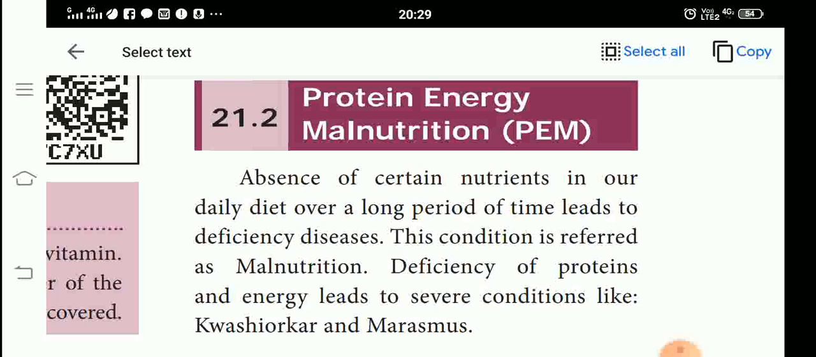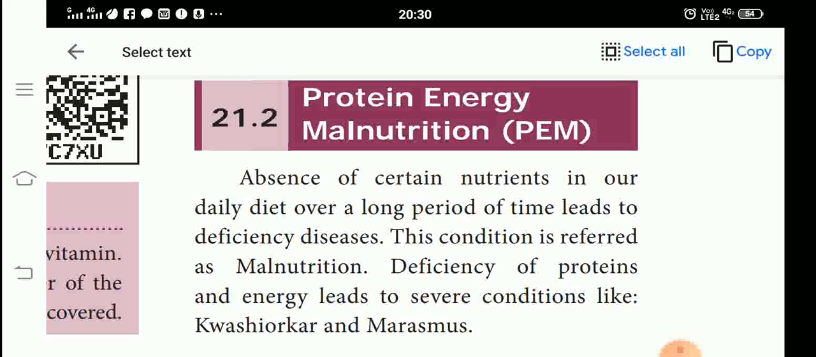Our body requires all the classes of nutrition. What are the classes of nutrition? Carbohydrates, proteins, vitamins, minerals and water. These are the basic nutrients necessary for our body. Frequently we have to take all those nutrients. If for a long duration we are not taking these nutrients in the required amount, it will lead to a disease called deficiency disease.